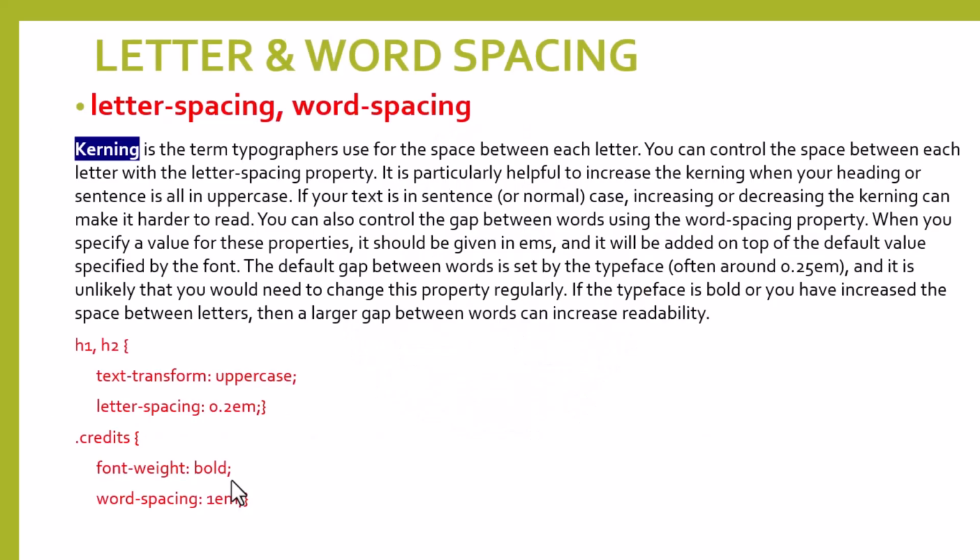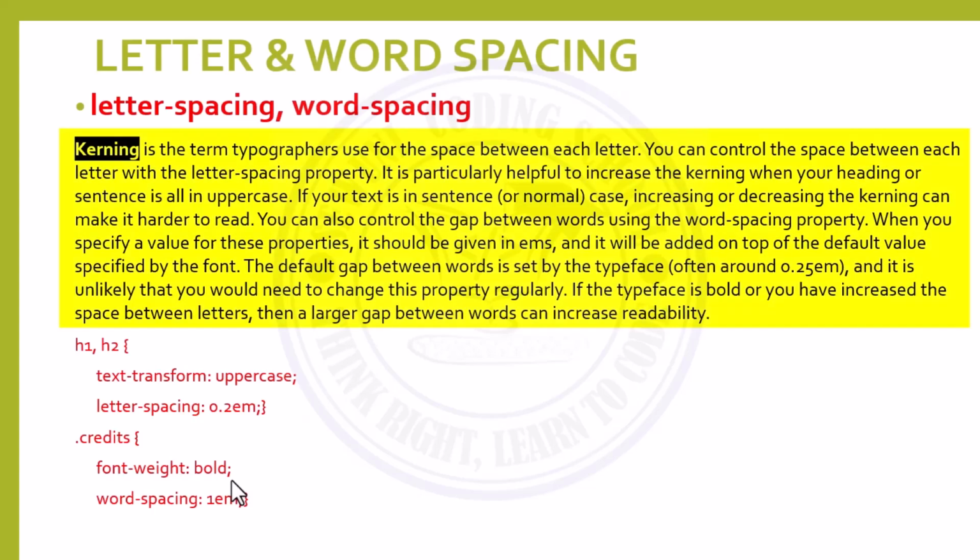thing, which is letter and word spacing. Kerning is the term typographers use for space between each letter, like between this W and this O, and then this O and this R and this R and this D. So it is kerning. You can control the space between each letter with the letter spacing property.